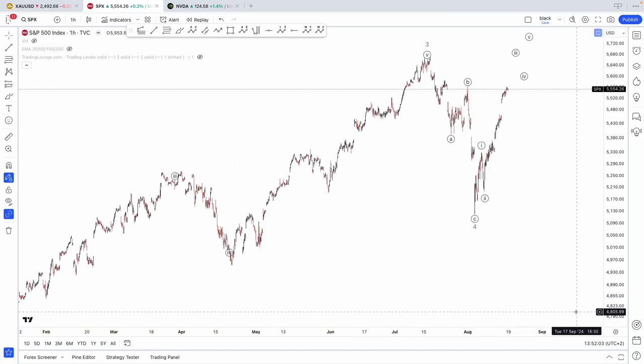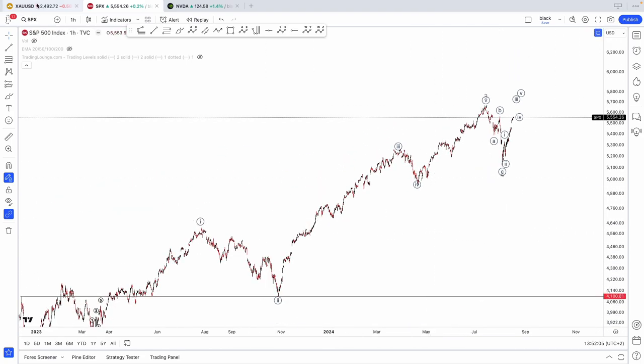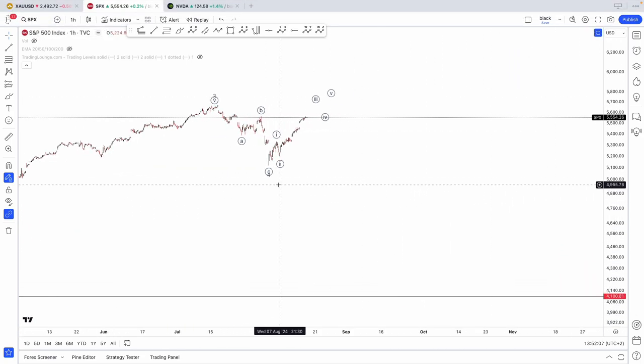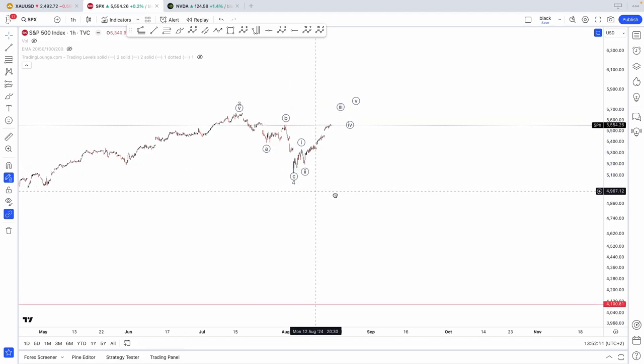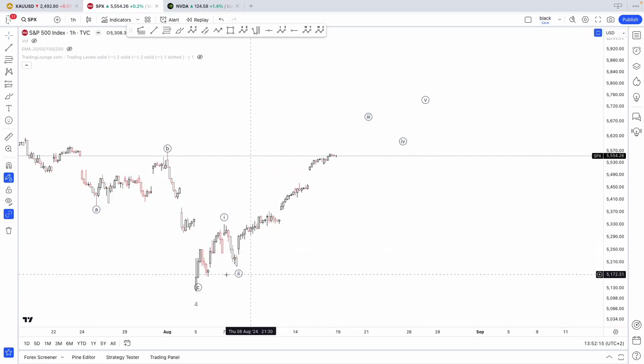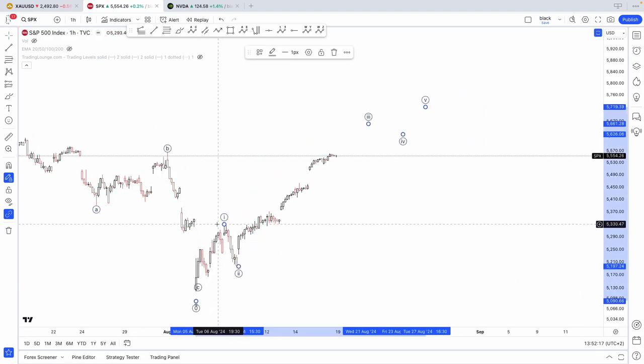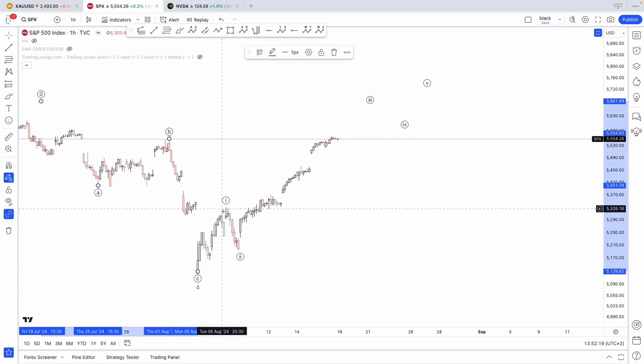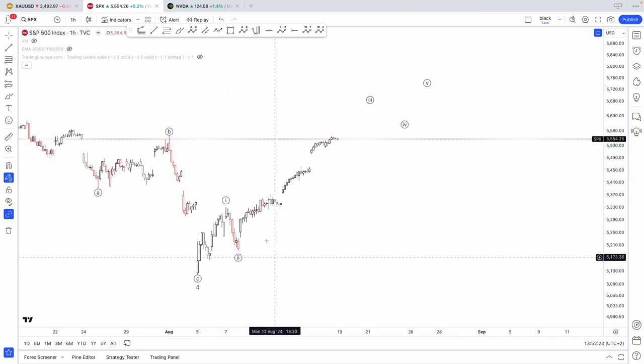As you can see, we are assuming that we have a wave 4 in place. And looking at main stocks, it is highly possible. What we're looking at here is a 1, 2, 3, 4, 5 into wave 1. That would be a leading diagonal into wave 1, sharp correction into wave 2, and now upside.